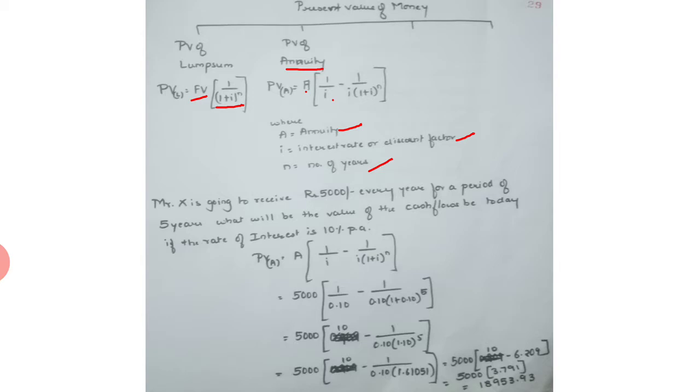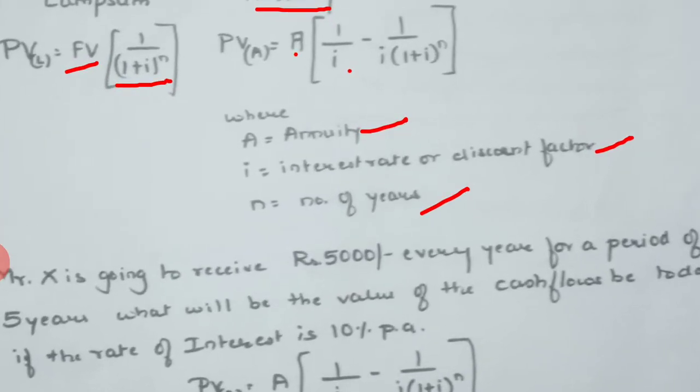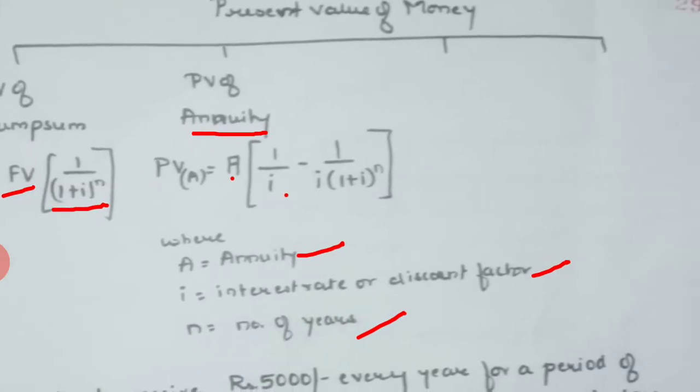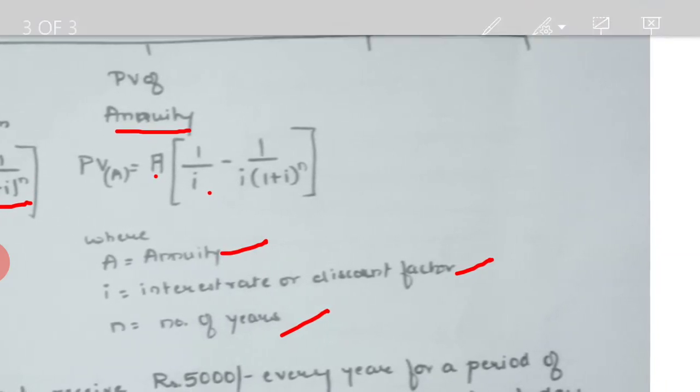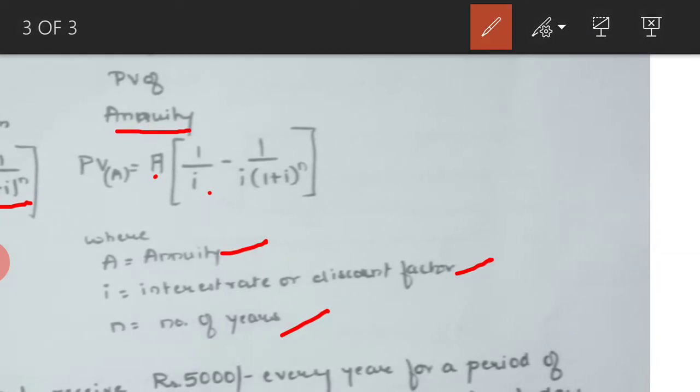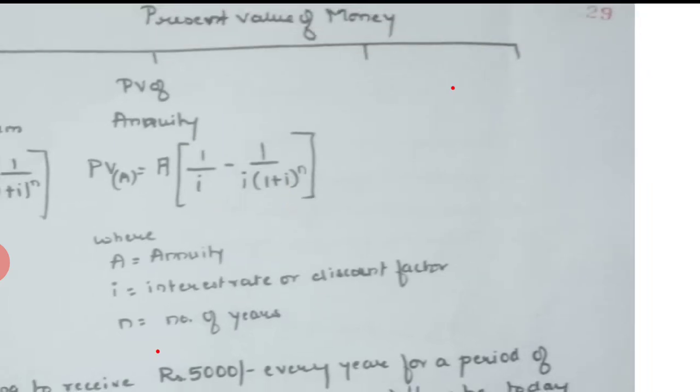Here the most important thing that you need to remember and don't get confused is, I'll repeat the formula once again. It is A into bracket 1 upon I minus 1 upon I into 1 plus I raised to n, which is very important because students get confused when this formula is given to them. So you have to be very careful when you are writing this formula.